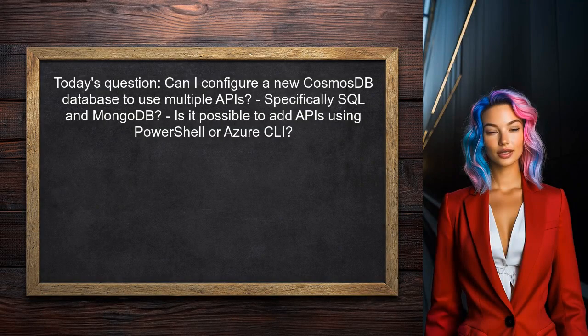Here's the specific question we're addressing today. One user asked if there is a way to configure a new Cosmos DB database to use multiple APIs, specifically SQL and MongoDB. They want to know if it's possible to add additional APIs using PowerShell or the Azure CLI.